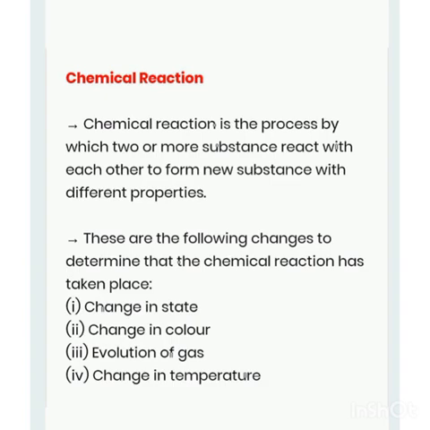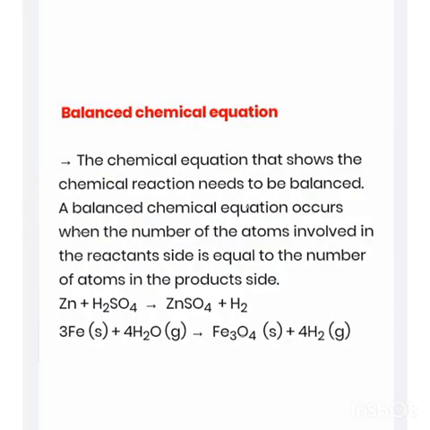There are the following changes which determine that a chemical reaction has taken place. Number 1, change in state, change in color, evolution of gas, change in temperature. If such things happen in a reaction, that means a chemical reaction is taking place. If such things do not take place, it means the reaction has not taken place.